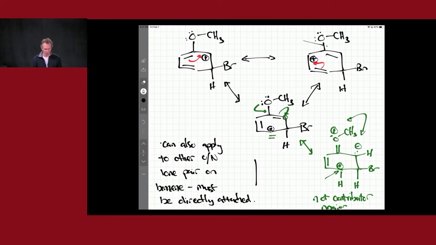Okay, so great, we've done now strongly activating groups with those conditions where we have nitrogen or oxygen lone pairs. Let's also talk about the other activating group that we talked about, and those were alkyl groups or other carbon groups. The situation is going to look really similar if we have a molecule like toluene.